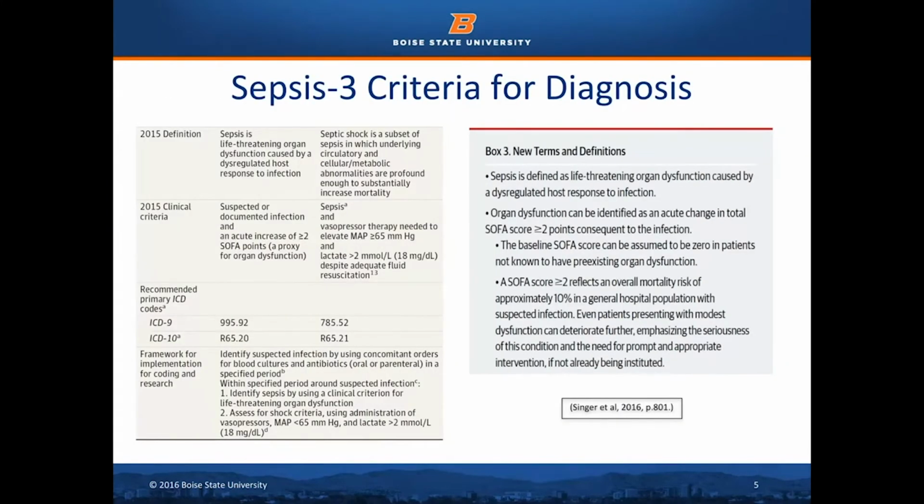So again, this is really just a restatement of what I've talked about already, but we're introducing another concept here. These are the definitions, as you can see. Sepsis is that life-threatening organ dysfunction caused by a dysregulated host response, and septic shock is that subset of that which results in circulatory, i.e. hypotension, and cellular metabolic abnormalities, i.e. lactic acidosis, that are associated with an increased mortality.